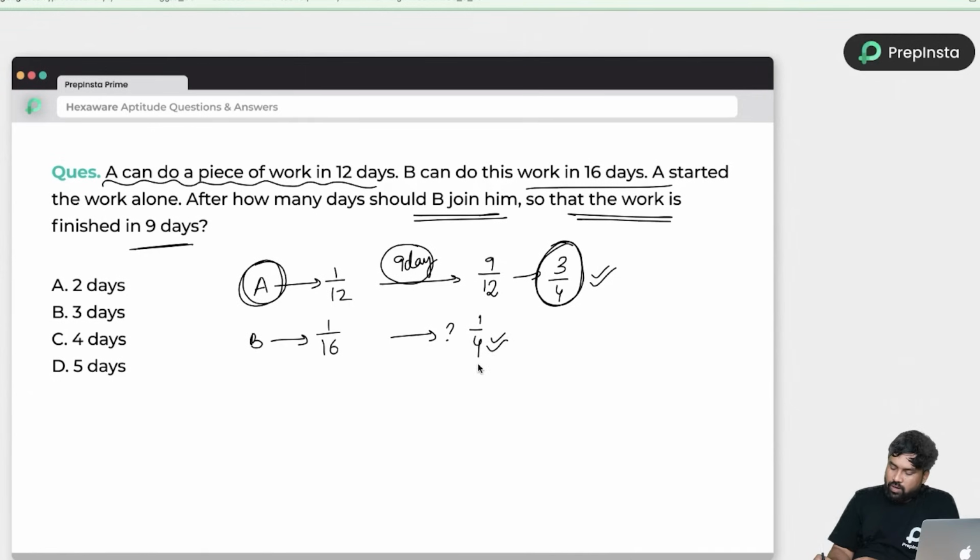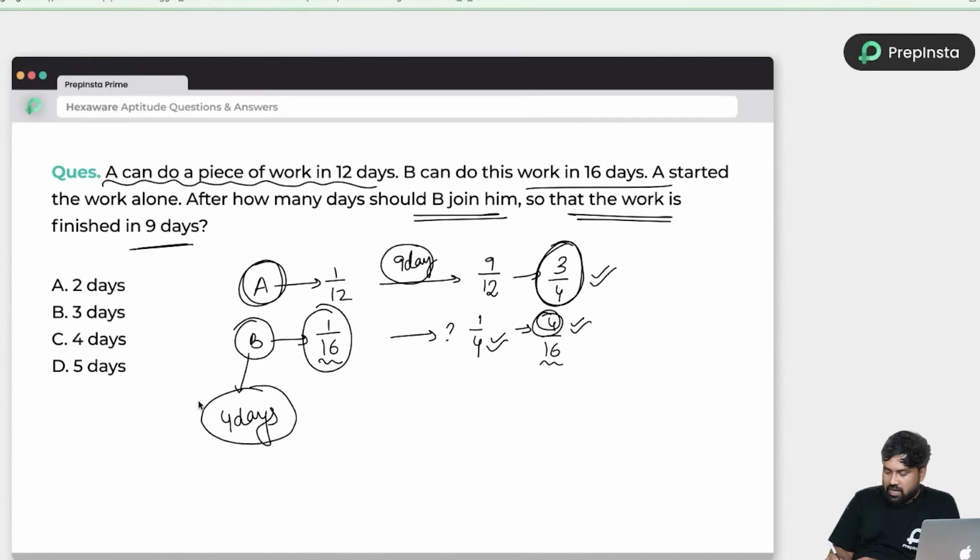And in order to complete 1 by 4, 1 by 4 can be rewritten as 4 by 16, right? So I am matching the denominators. So 1 by 4 can be written as 4 by 16. So B worked for 4 days simply. Per day work is 1 by 16. 4 days work is 4 by 16. So B worked for 4 days.